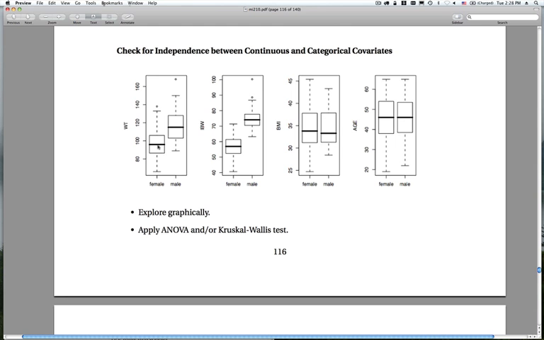And you can explore this graphically. You can also apply other tests, ANOVAs or Kruskal-Wallis tests, to look for significant correlation between categorical and continuous variables. Graphics are probably good enough, and again, you'd want to avoid those that have obvious relationships. Now, it doesn't mean that you have to completely avoid those from the analysis. It just means not to include them simultaneously as predictors of the same structural model parameter.